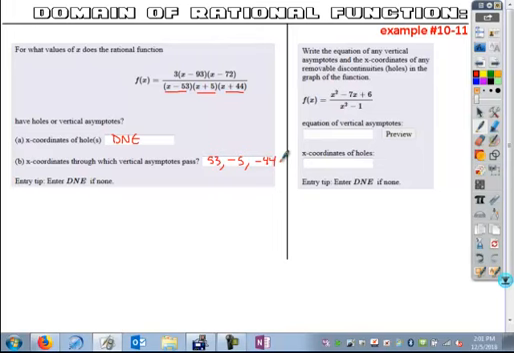Now you might also be asked to write the equation of your vertical asymptotes. If that's the case, the vertical asymptotes are always going to be in the form x equals whatever your x-intercept, or not x-intercept, sorry, your undefined value. Okay, so when you have your undefined value for x, it's just going to be x equals that.